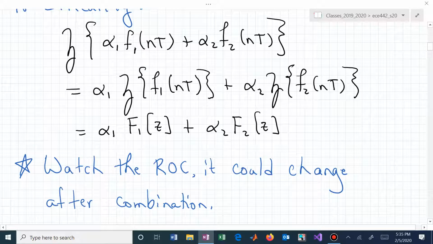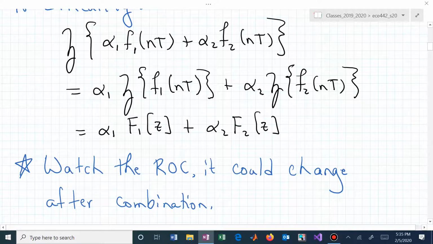Meaning you might have one region of convergence for f sub 1, another region of convergence for f sub 2. You combine them, and now you have to figure out what the actual region of convergence is. Sometimes it may reduce in size, and sometimes it may actually get larger.